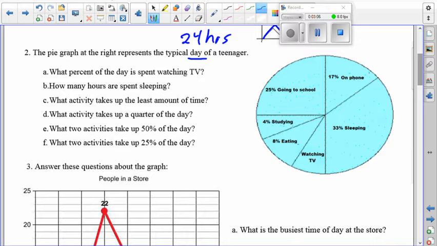What percent of the day is spent watching TV? So if you want to know what percent of the day is watching TV, you got to add up all these percents here, find out what's left over. So 50, 75. Yeah, so these all add up to 87%. So how much is left over of 87% spent not watching TV? 13%. There you go. Yep.